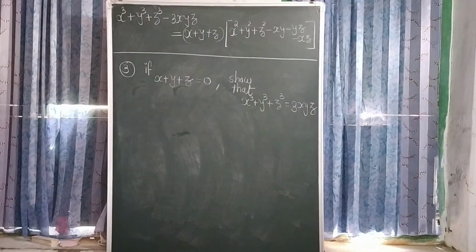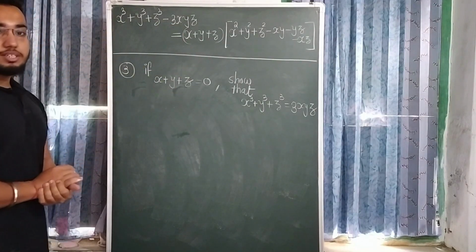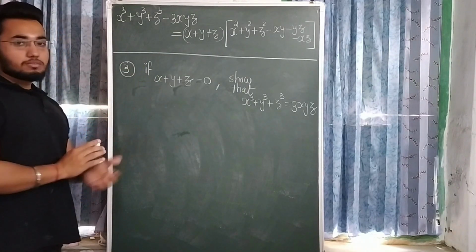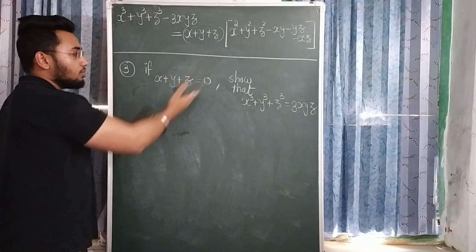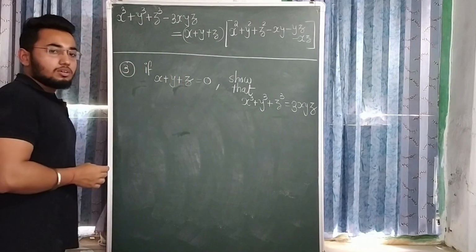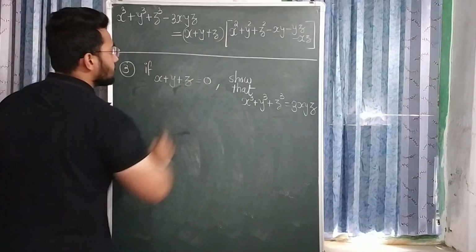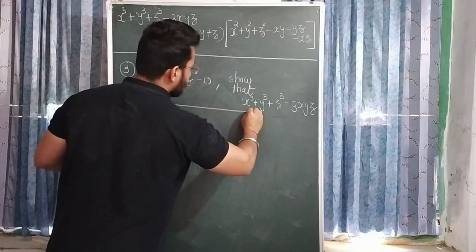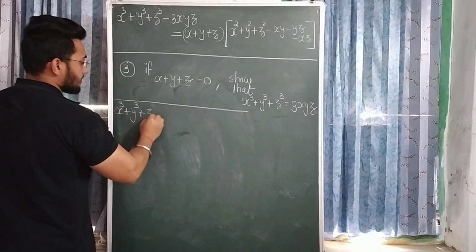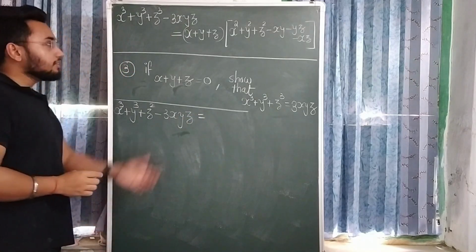So now the third example. You see this is your previous identity, x cube plus y cube plus z cube minus 3xyz identity, okay? And based on this identity, we have to show that if x plus y plus z is equal to 0, then we have to show this equation. So simple, whenever you see x plus y plus z, you have to put 0 in this identity. I am writing this identity again, x cube plus y cube plus z cube minus 3xyz.